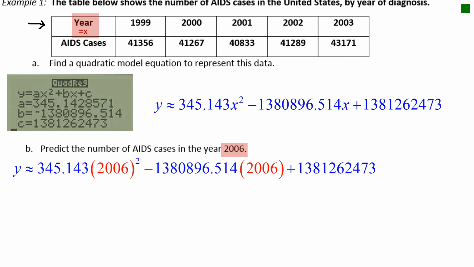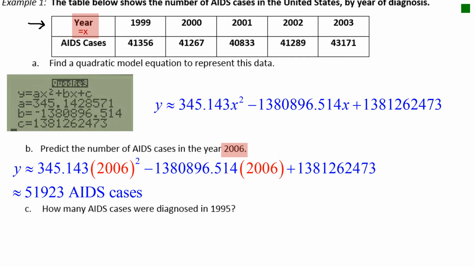Everywhere we see an X, we're going to put in 2006. That's why it's good to copy this down in your notes, so when you're doing any type of problems, you can go back and put it in parentheses. We find out there were 51,923 AIDS cases that were reported in 2006.